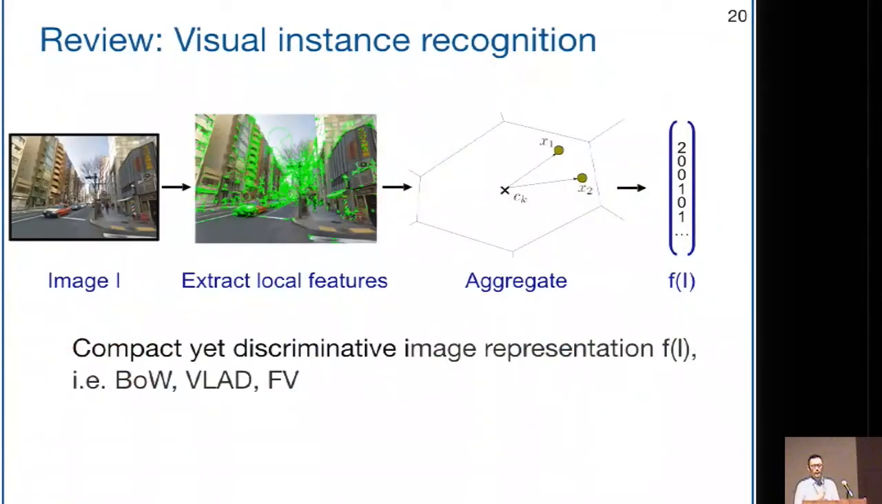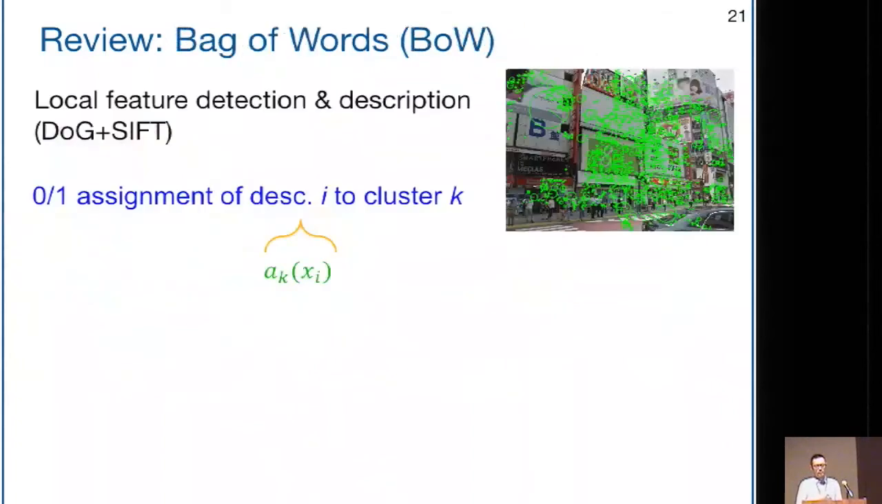The state-of-the-art local feature-based approach starts by extracting local features like SIFT. These are then aggregated using bag of words, VLAD, or Fisher vectors to obtain the final image representation. There are many improvements to this basic pipeline, such as spatial verification and query expansion. So first, we give a short review of this bag of words representation. This is one of the most well-known approaches.